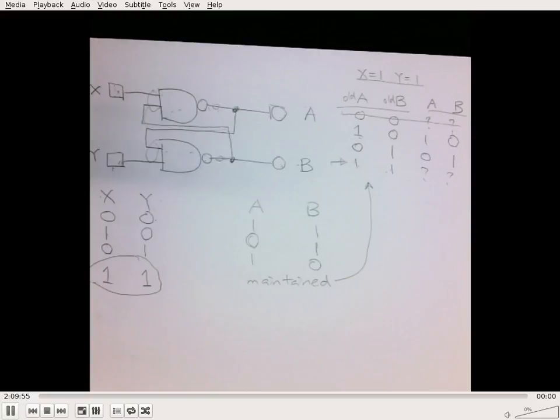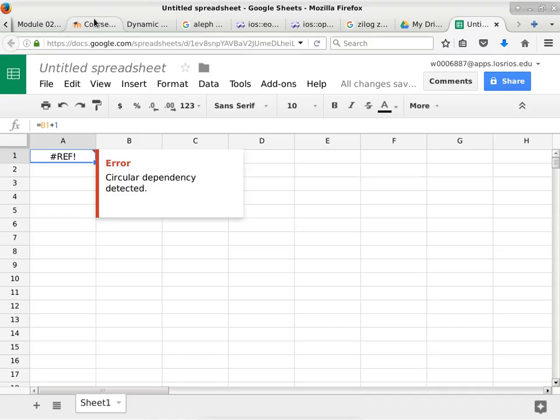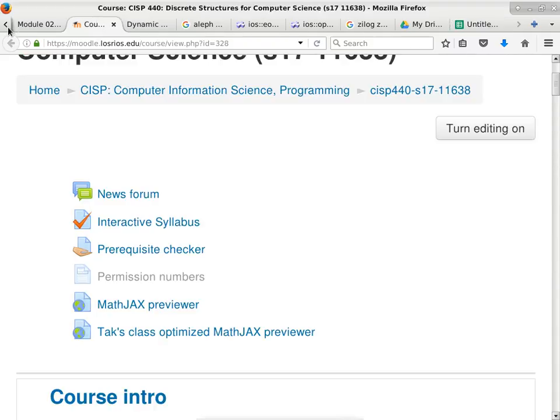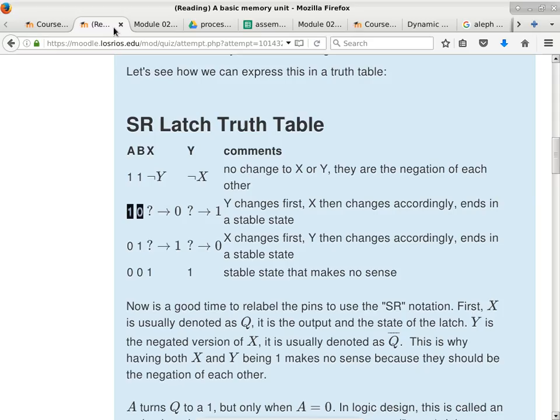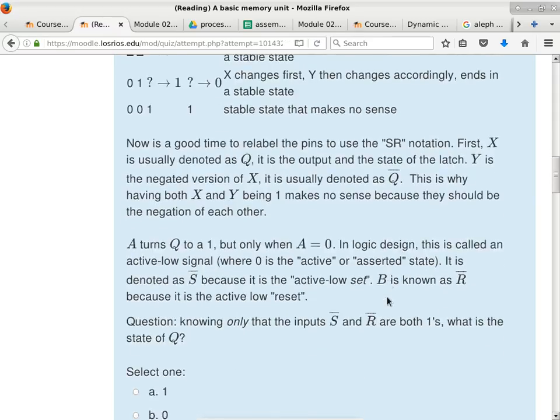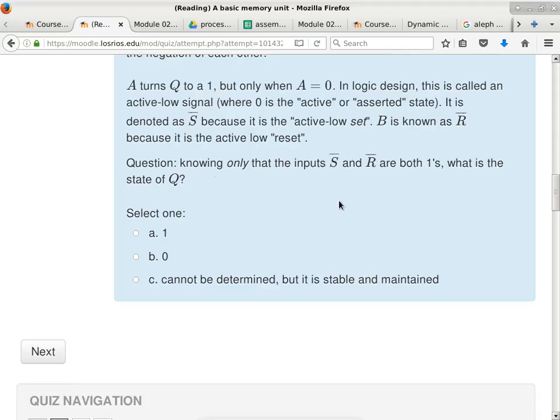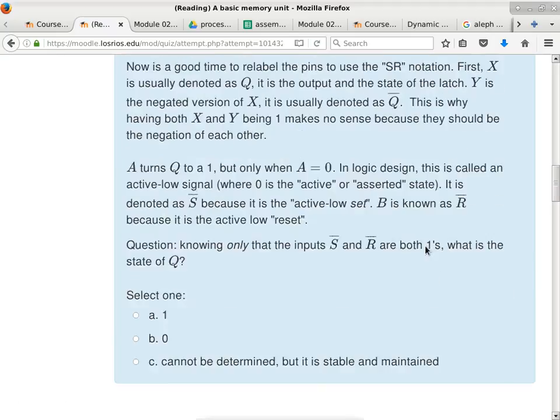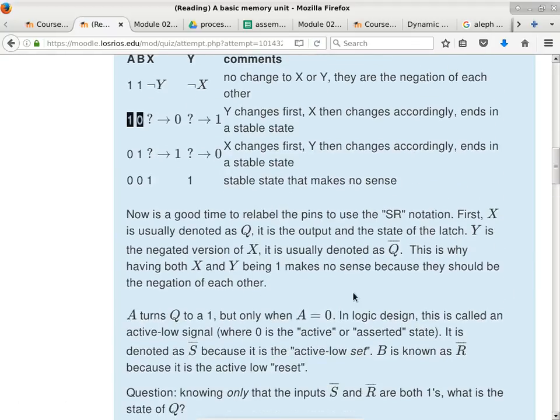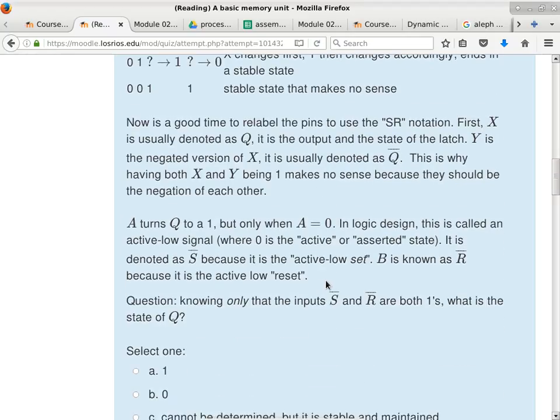Okay, so this is great, good stuff. So getting back to the notes, which is all the way here. Okay, there we go. Now the question is, knowing only that the inputs S and R are both ones, what is the state of Q? We have changed the nomenclature just a little bit. X is usually denoted as Q, which is the output, and A and B are known as /S and /R.